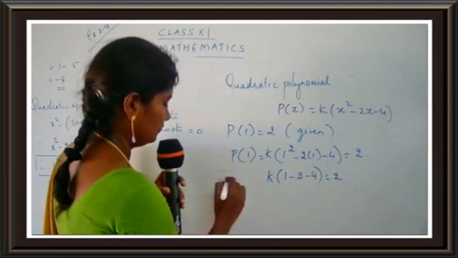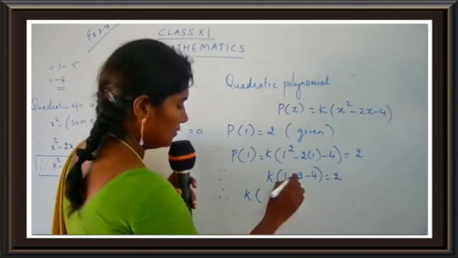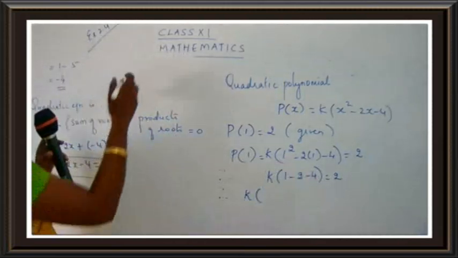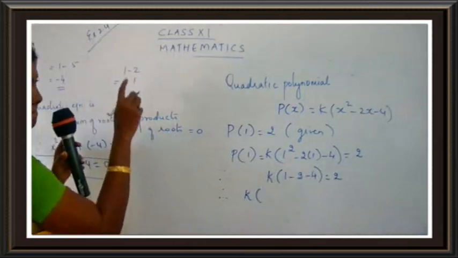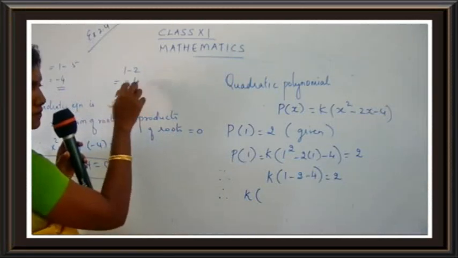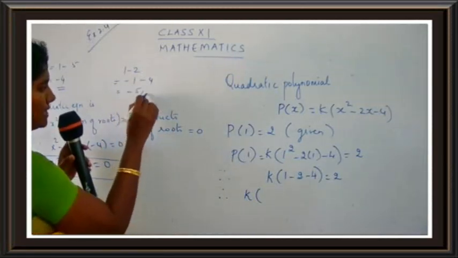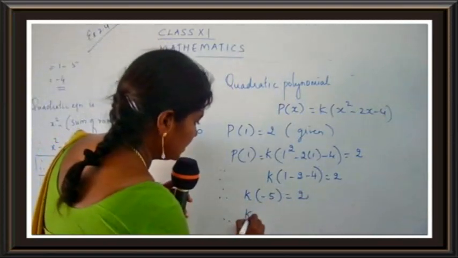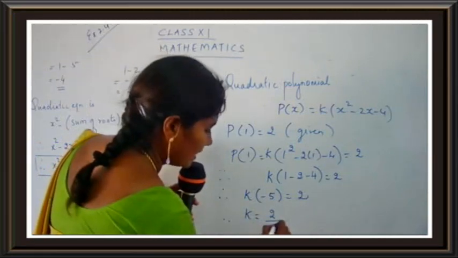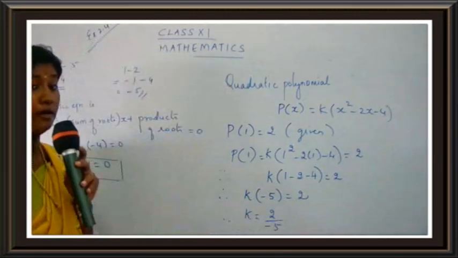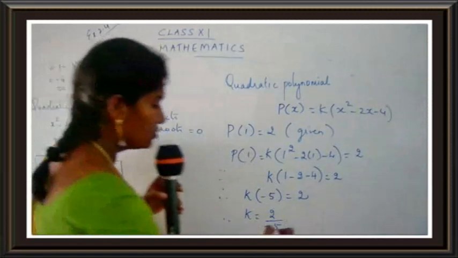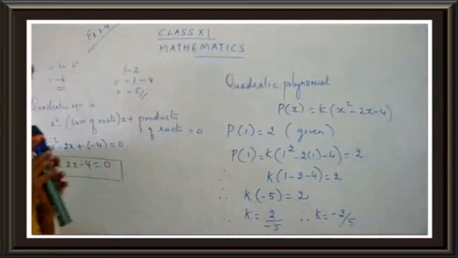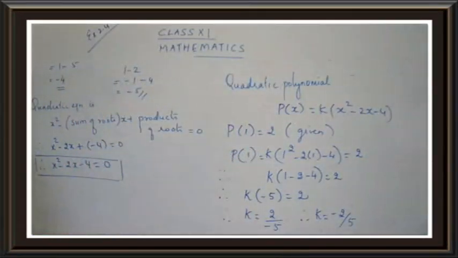I'll write therefore k(1 minus 2) minus 4. What is 1 minus 2? 1 minus 2 is minus 1. Minus 1 minus 4, so this is equal to minus 5. Minus 5k is equal to 2. Therefore k is equal to 2 upon minus 5. I have told you, don't keep the negative sign on the denominator part. So you have to write the value for k as minus 2 upon 5. So write down the value for k as minus 2 upon 5.